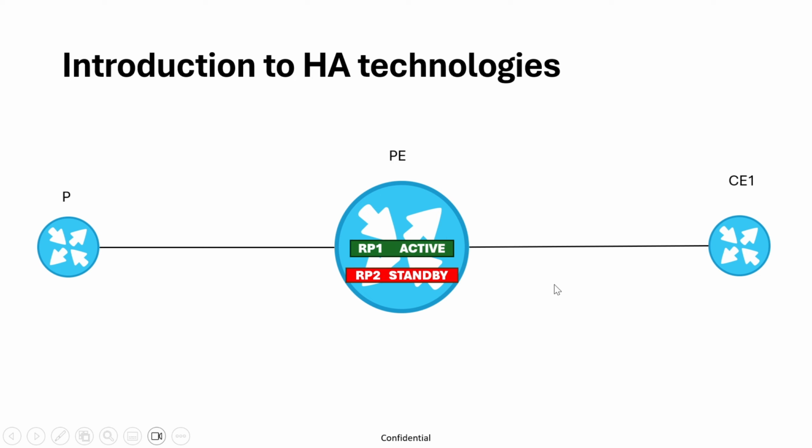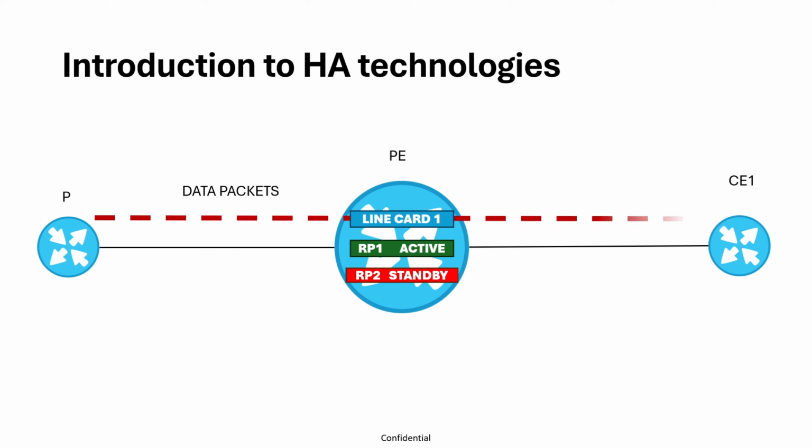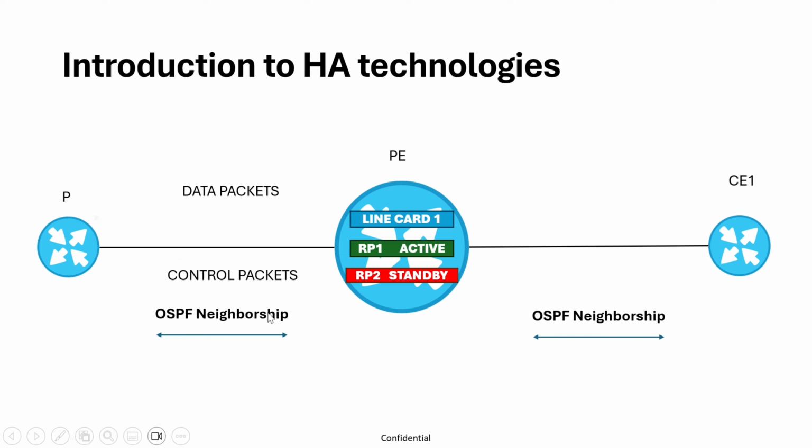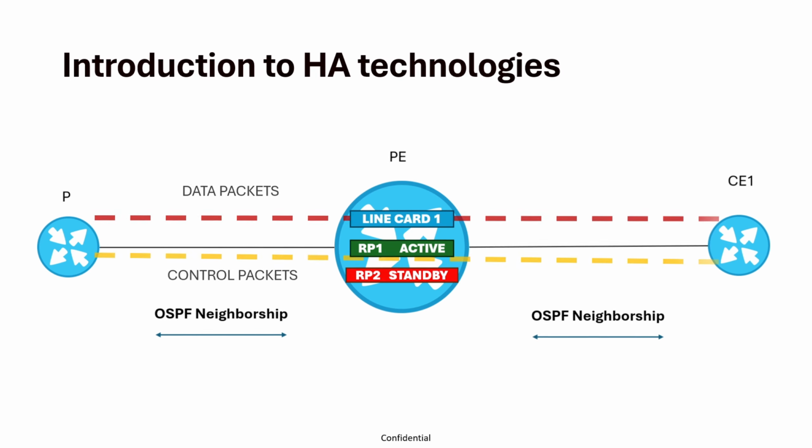RP1 is acting as the active RP and RP2 is acting as the standby RP. And then I have one line card just to demonstrate. It handles the data packets, whereas the active RP handles the control packets along with the OSPF adjacencies or protocol adjacencies. Now, here is the thing.